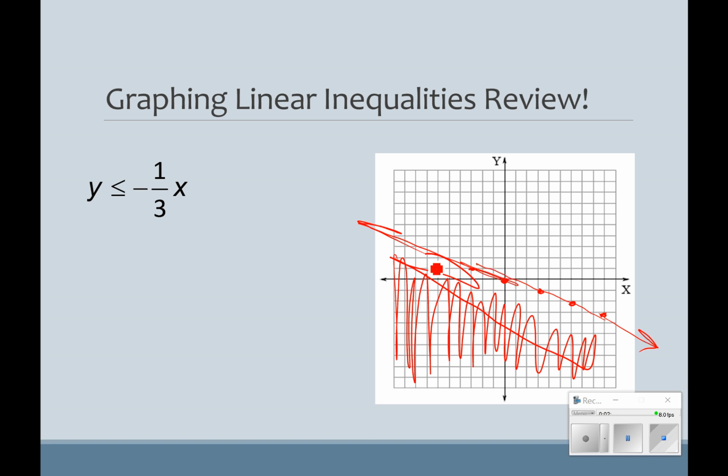Okay, remember we can also pick a test point to see if it's part of the solution. And if we wanted to do that, let's pick a point here. (0, 0) is on the line, so we're not going to pick that. Actually, let's go to (0, negative 3) and check. So we would put it in: negative 3 is less than or equal to negative 1/3 times 0. And negative 3 is less than or equal to 0 is true. So that's how we know where to shade. All right.